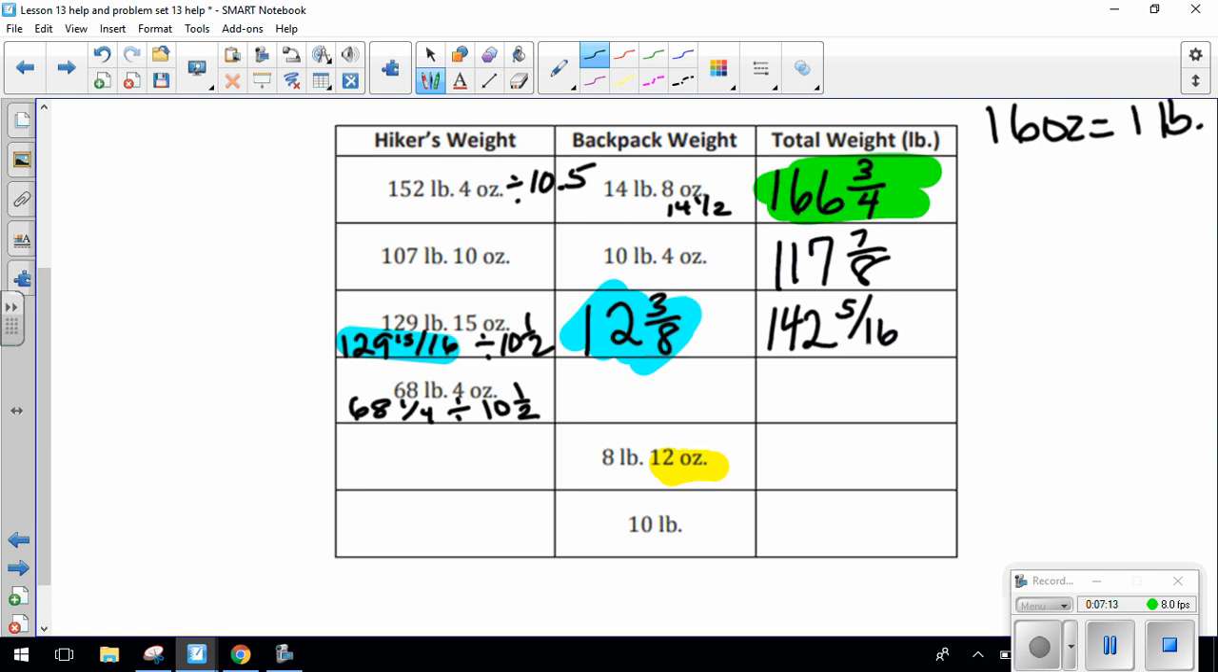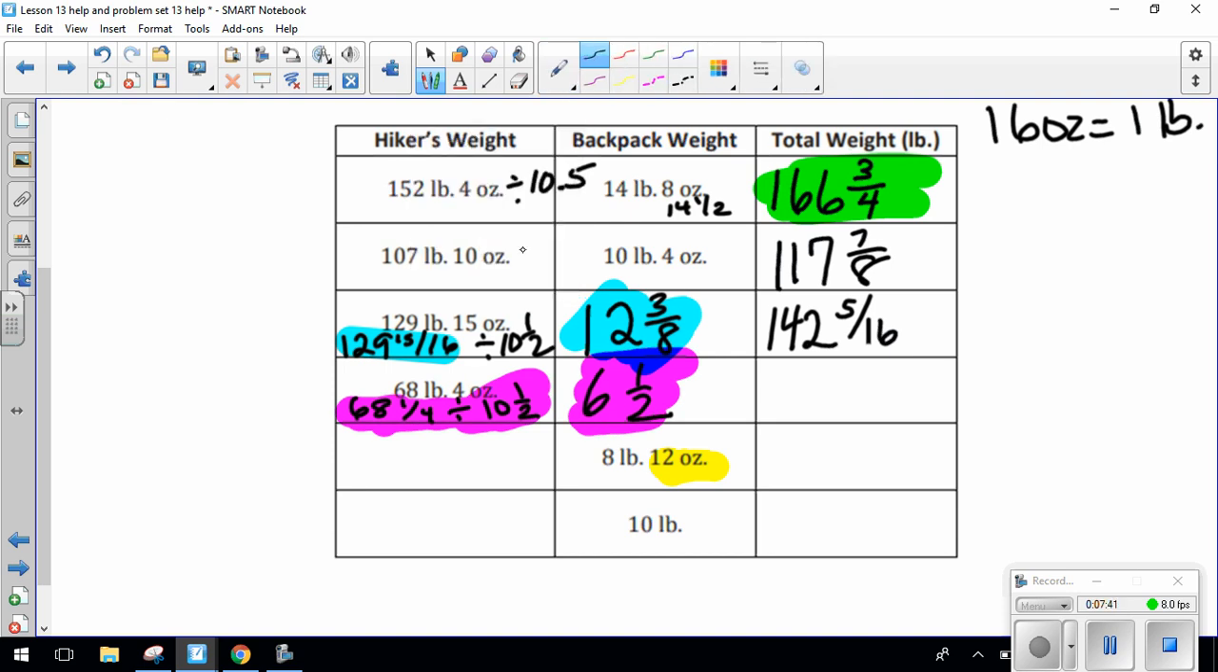Once again, I'd like for you to pause here so you can come up with this missing solution for backpack weight. And hopefully you come up with 6 1/2. So just to review, I took 68 and 1/4 and I divided it by 10 and I got 6 1/2.